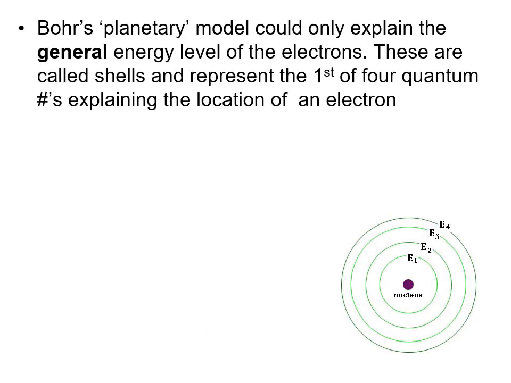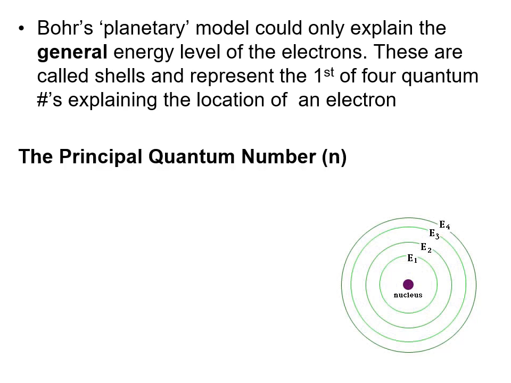So Bohr's planetary model could only explain general energy levels of the electrons, and there's more detail about what's going on with those electrons around the nucleus than just saying it's on the first orbital or the second orbital or so on. And so we need more than just one descriptor for an electron's position than what the Bohr model would allow us. However, one of these bits of information is quite similar to what Bohr provided to us with the orbital. And this is the first of 4 pieces of information about an electron's position.